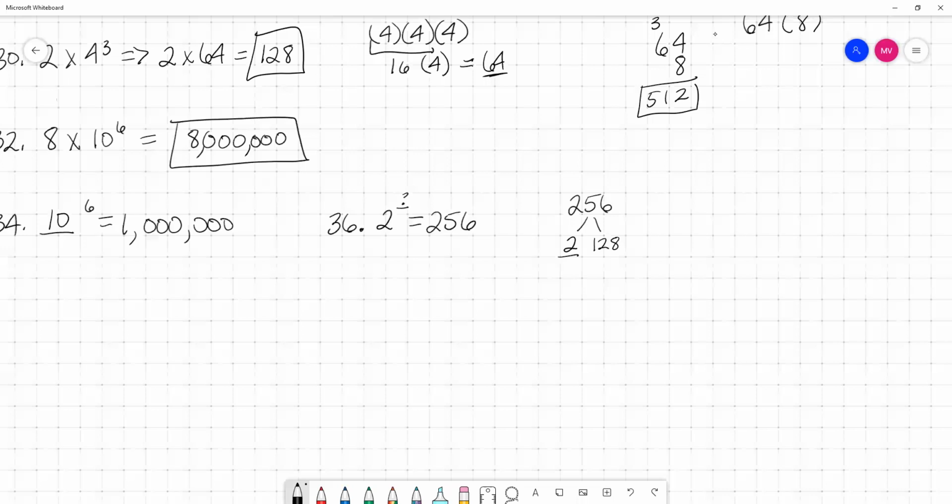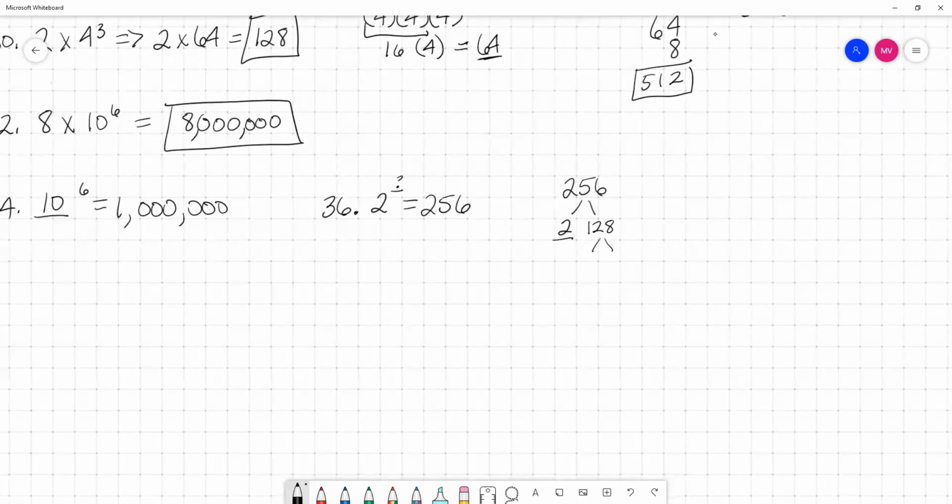Okay. So let's continue to go down, and you're looking for prime numbers. So you need to keep going until you have all prime numbers. So 128 is even. So we know 2 also goes into 128. So 2 doesn't go into 1, but 2 goes into 12 how many times? We're dividing. 2 goes into 12, 6 times.